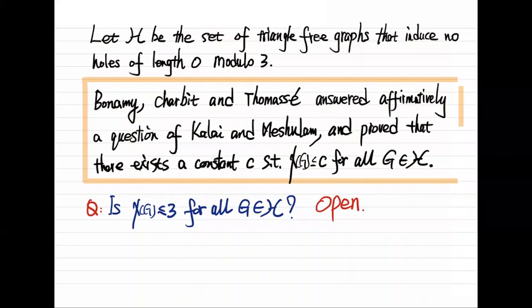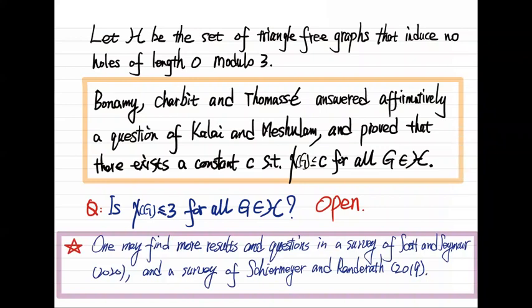But the question of whether all graphs in the set H are three colorable is still open. This question has been mentioned in the survey of Scott and Seymour published last year in the Journal of Graph Theory. On chi-boundedness, there are two very comprehensive surveys. One is due to Scott and Seymour, and the other to Schiermeyer and Randerath. There are many results and still open problems.